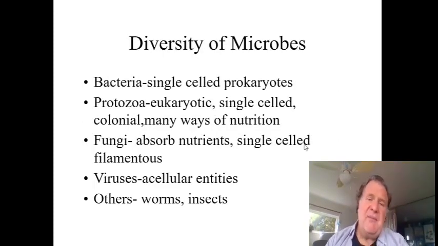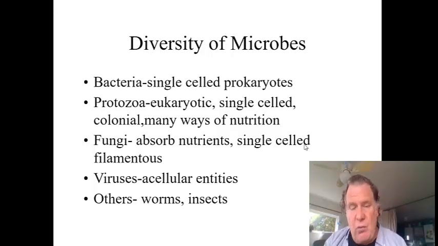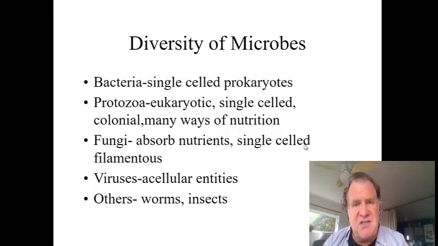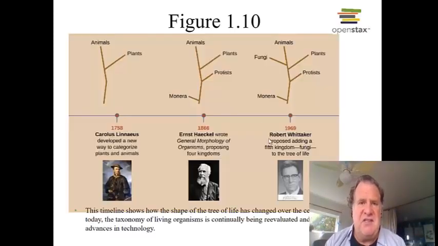In this slide here, we're talking about the diversity of microorganisms. Microorganisms are very different. So what we call microbes consist of a number of different things. Bacteria are what we call the single-celled prokaryotes. Protozoa are eukaryotic, single-celled, clonal, and have many forms of nutrition. Fungi have an absorbent lifestyle. They're single-celled and filamentous. Viruses are acellular entities. We can talk about whether they're alive or not. Other microorganisms include worms and insects that are small, or they have parts of their life cycle where they are microscopic, less than 0.1 millimeter across, so that you can't see them.